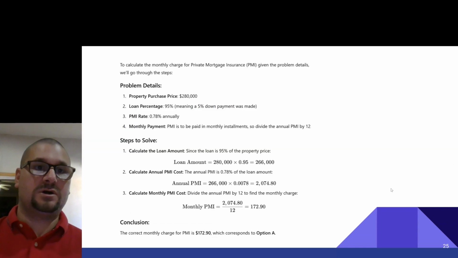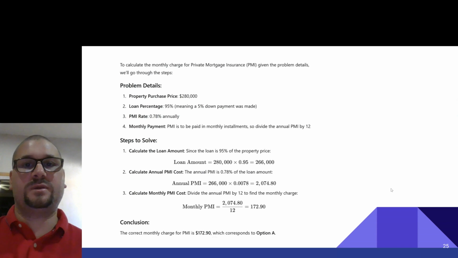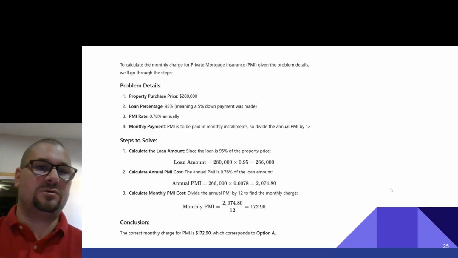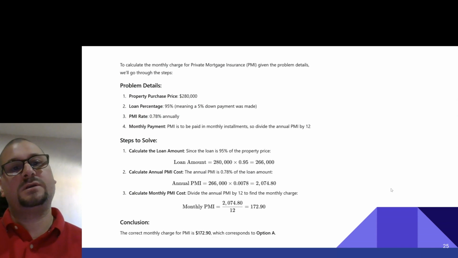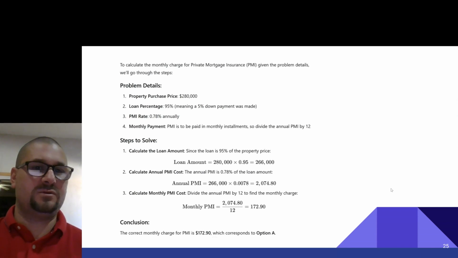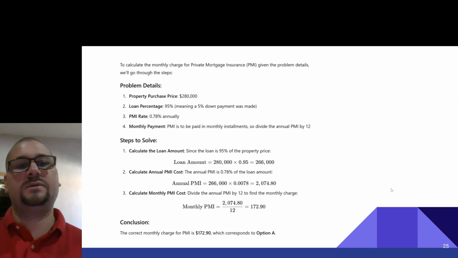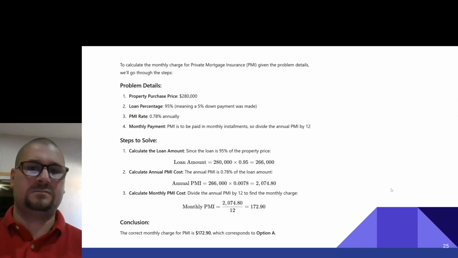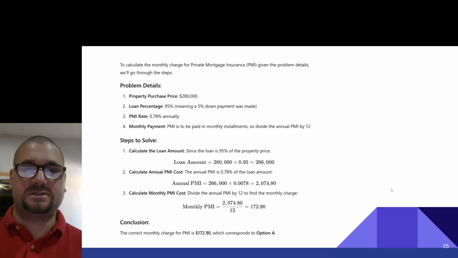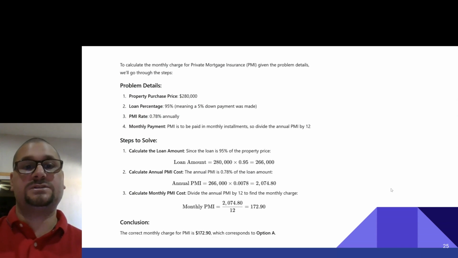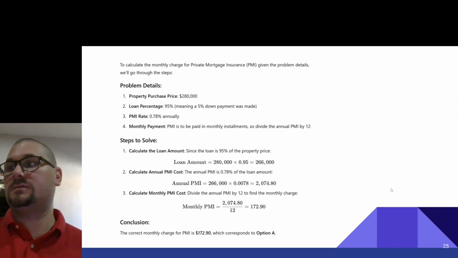$172. So to calculate the monthly charge for PMI, they give you the property purchase price, $280,000. The loan is 95%, meaning it's a 5% down payment. What's the PMI rate? It was 0.78% annually. What is the monthly payment? Calculate the loan amount. The loan amount is going to be the $280,000 times 95% to get you $266,000. That's the loan amount.